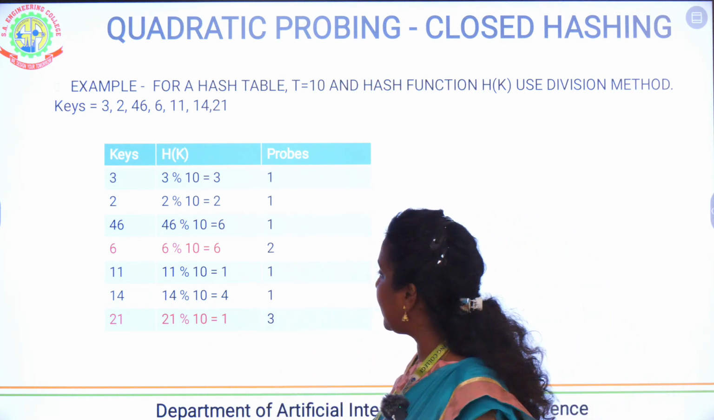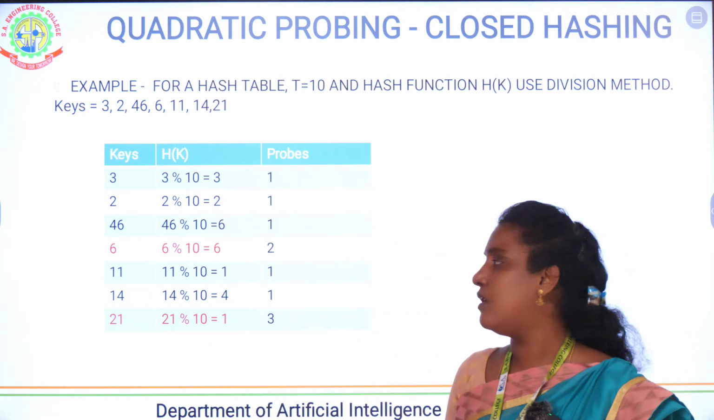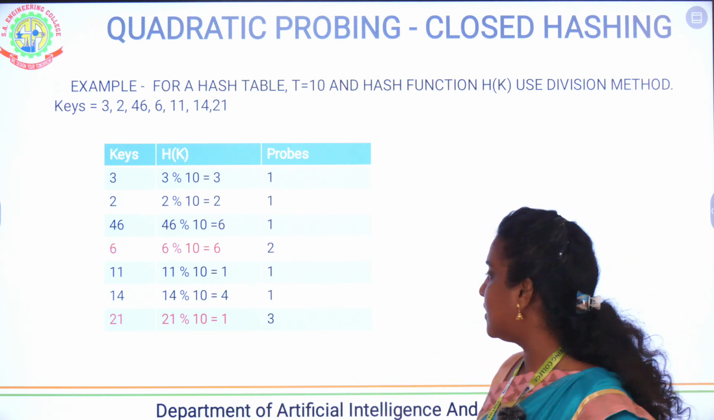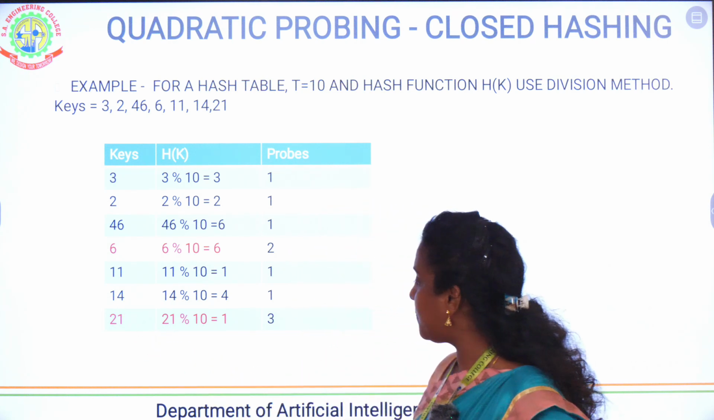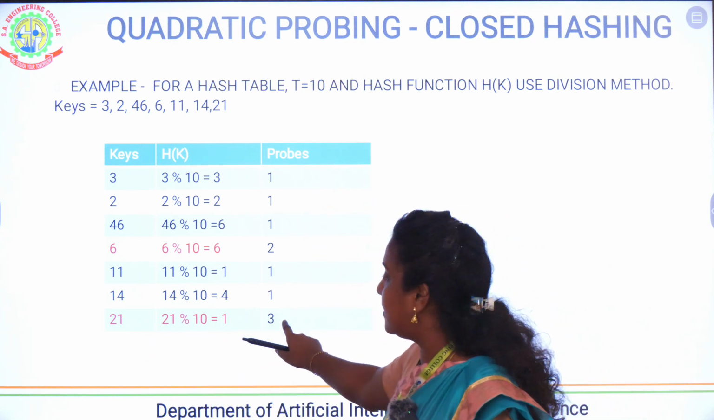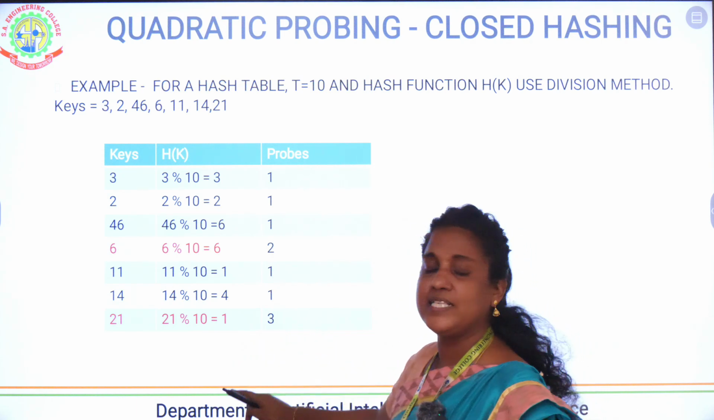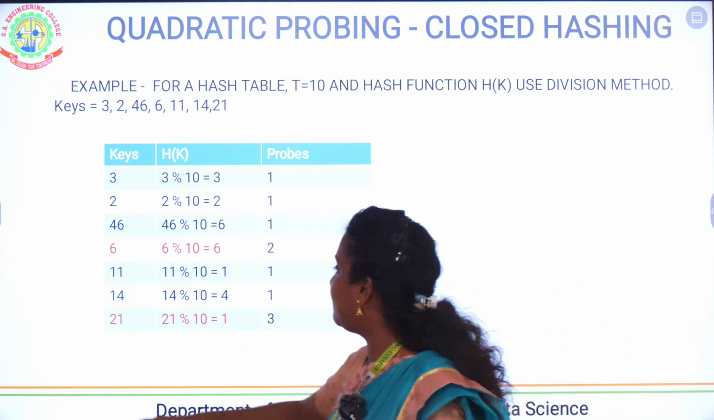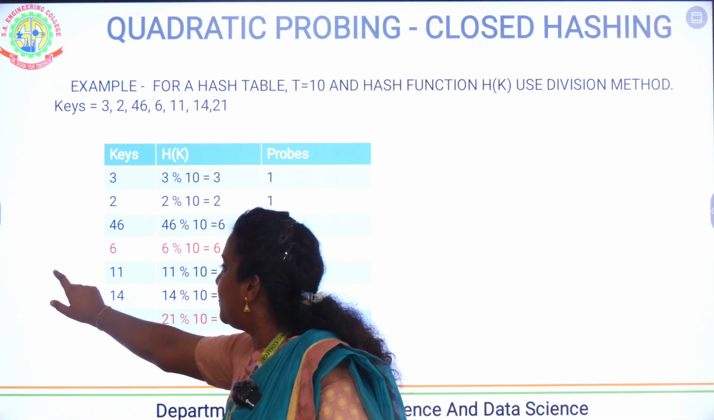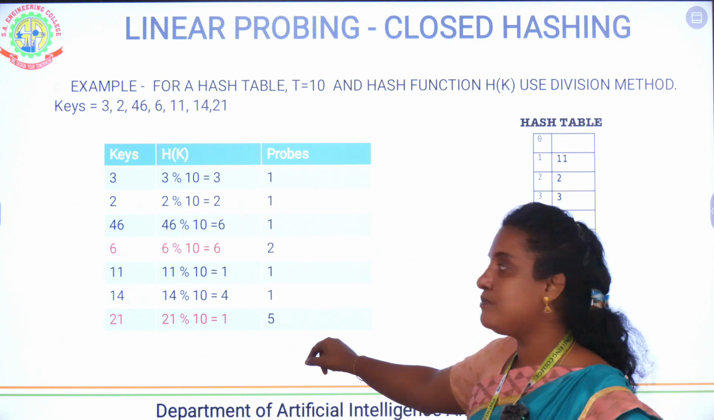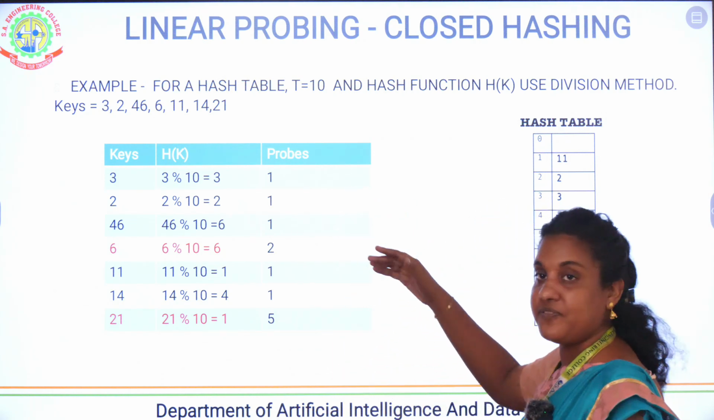So with the help of quadratic probing, it searches within 2 times for the next free slot. But here, for 21, it finds the next free slot within 3 times, whereas in linear probing it takes 5 times to search the next free slot.